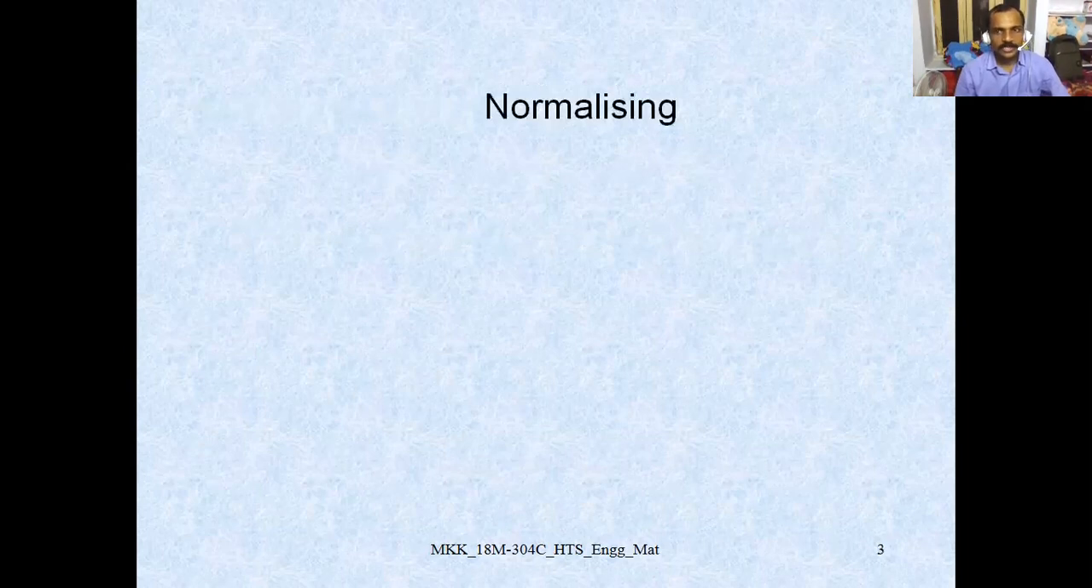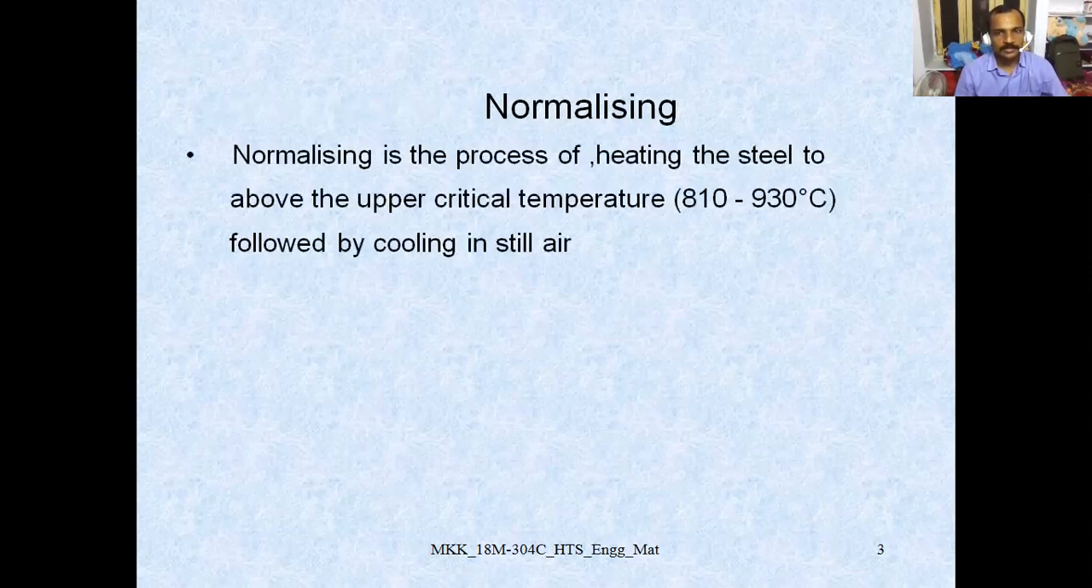Initially we are starting with the normalizing process. Coming to the normalizing process, it is a process of heating the steel to above the upper critical temperature, nothing but 810 to 930 degrees centigrade, followed by cooling in still air.